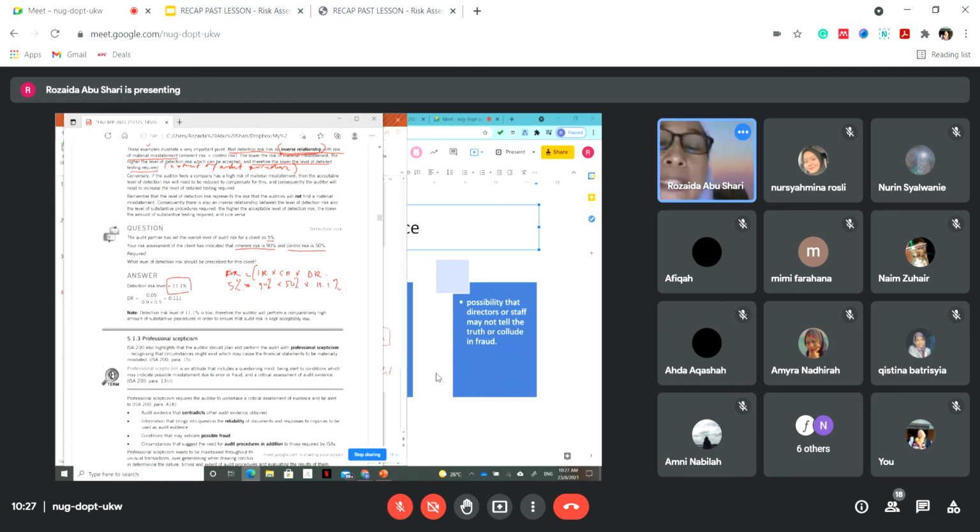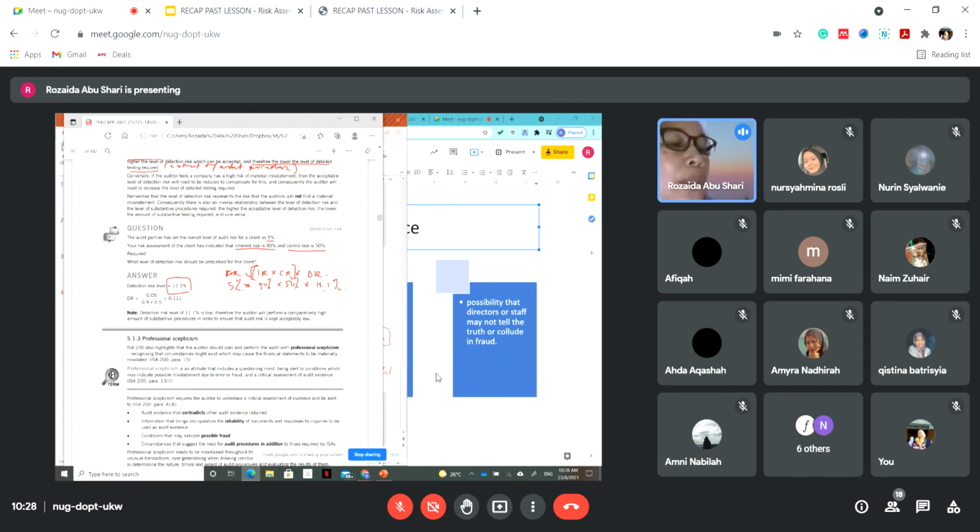So, risk of material misstatement. Emilia raised the words risk of material misstatement here. Okay, risk of material misstatement is when the inherent risk and control risk is high. Okay, detection risk will be low, i.e. 11.1%, in order to set the audit risk at 5%, to be acceptably low level.